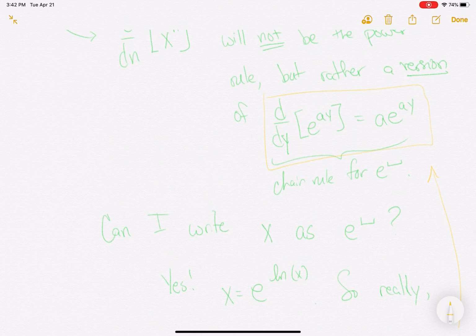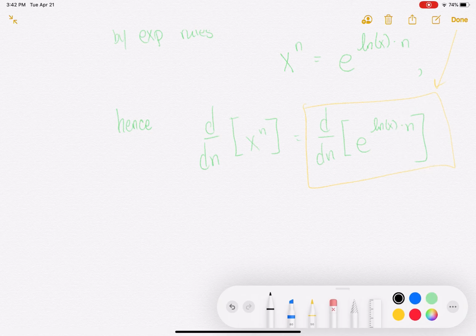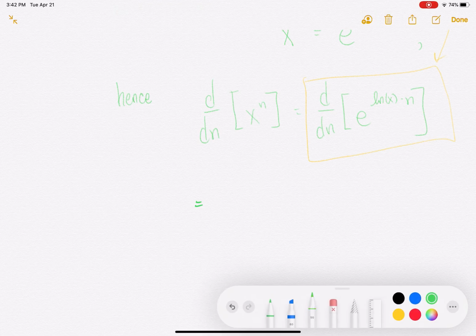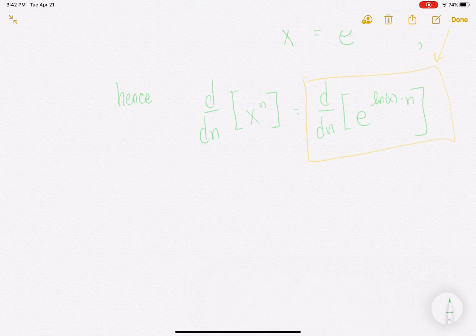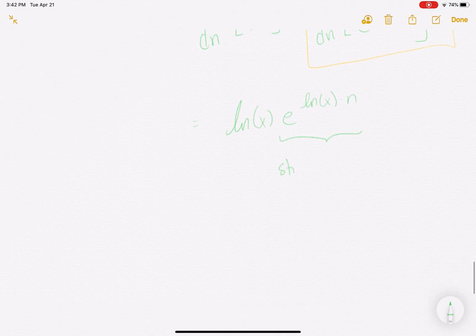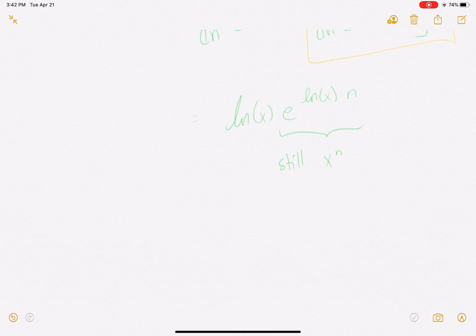So I'm going to use this identity. If what's in the bottom agrees with what's in the exponent, then I get a e to the ay. So the bottom n agrees with the exponent there. Then all I get with the chain rule is natural log x times e to the natural log x times n. Or in other words, this was still x to the n. So this is actually natural log of x times x to the n.